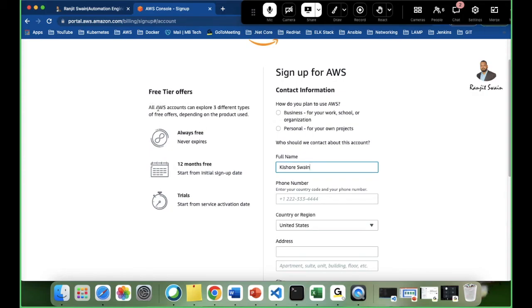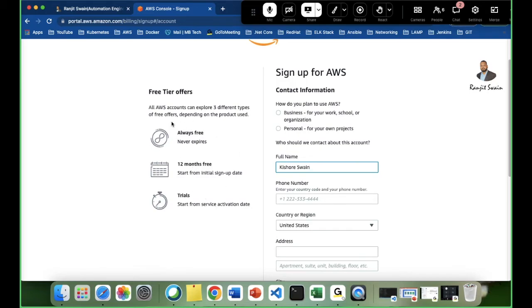If you see here, AWS accounts can explore three different types of free offers depending on the product you use. Always free, which never expires. 12 months free, as I told you. And a few things on a trial basis, where you just use it for the trial, and there will be a few paid services that you have to pay for. That is never free.